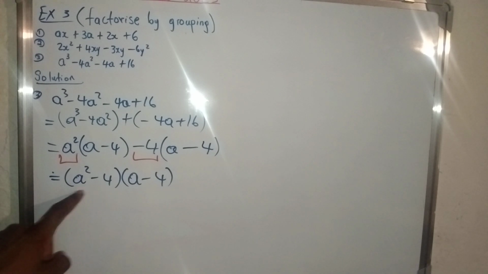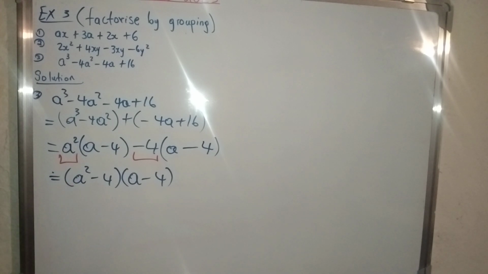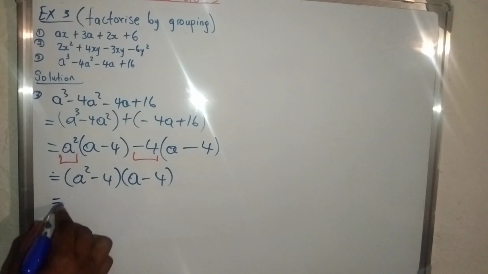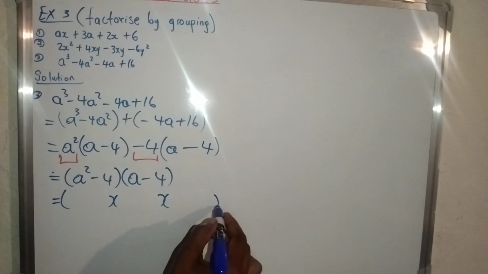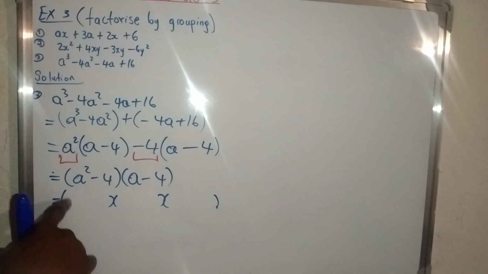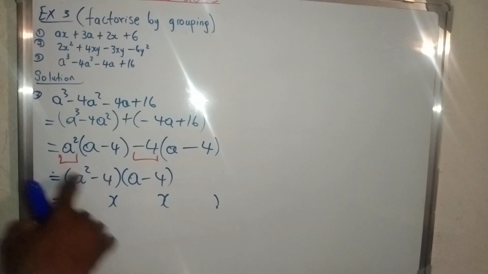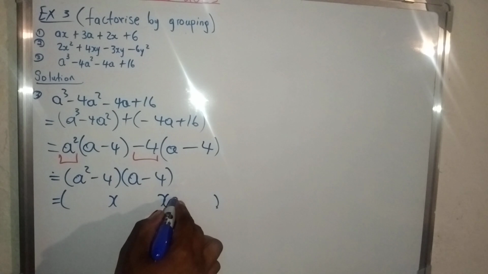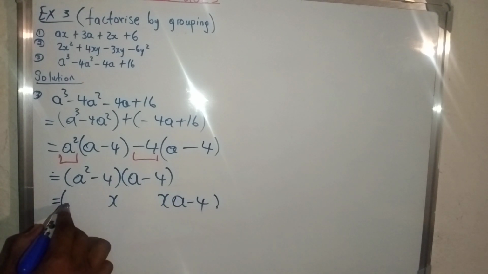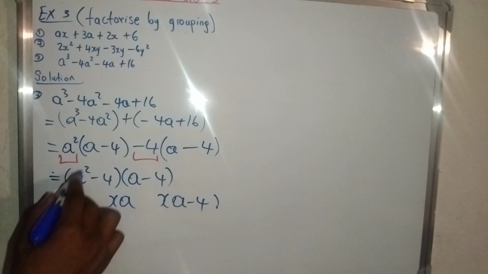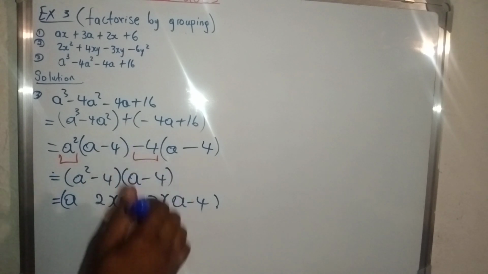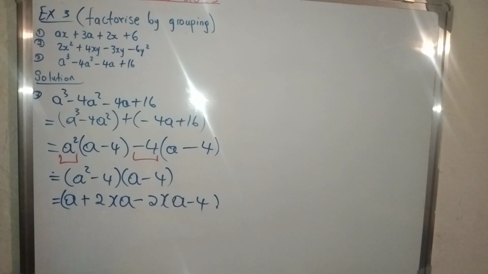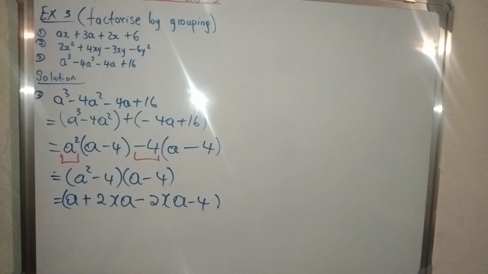Guys, so yeah, we're not yet done because of this one. If you can check, this is a difference of two squares, so we cannot leave this one like that. So we must work it out a little bit. So these two brackets, we're going to factorize this one. So a times a, which is a squared. For us to get 4, 2 times 2, this is a bracket, and the other one must be negative, the other one must be positive. So now it is completely factorized.